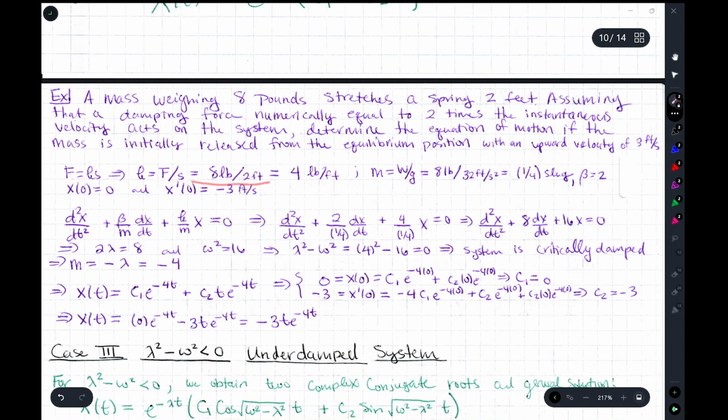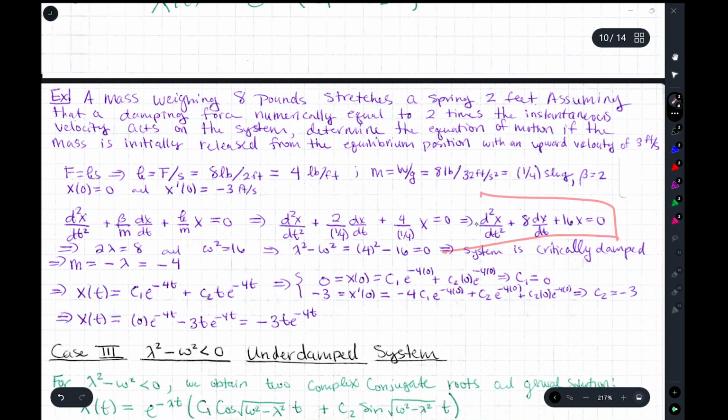So we get k because we know that when we apply 8 pounds, we get 2 feet extension. Okay. So we get our k, we get the mass from looking at the weight over gravity, because weight is equal to mass times gravity. And we have our beta there from this 2 times the instantaneous velocity. And here's our initial conditions. And then we just plug them into the differential equation.